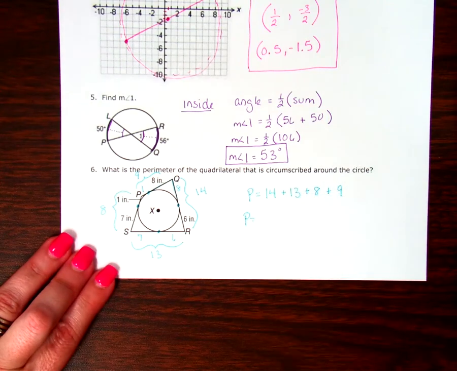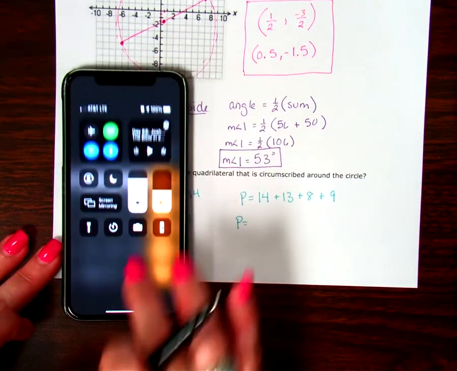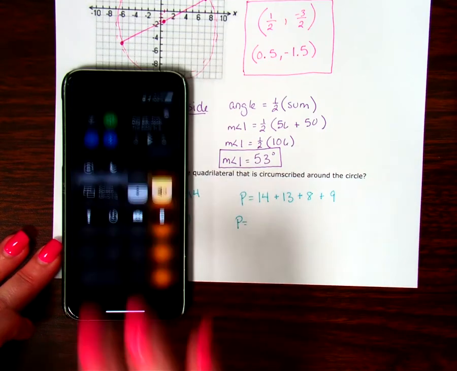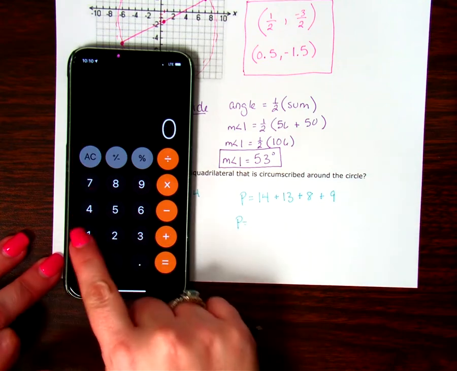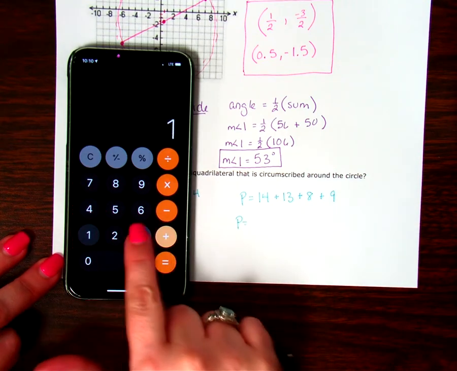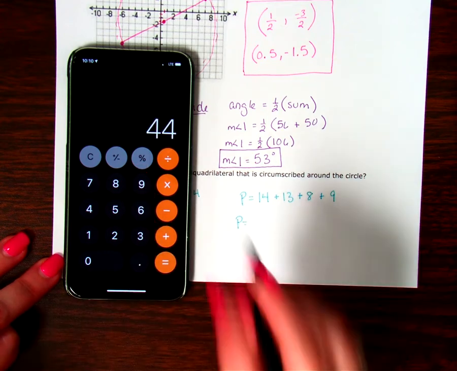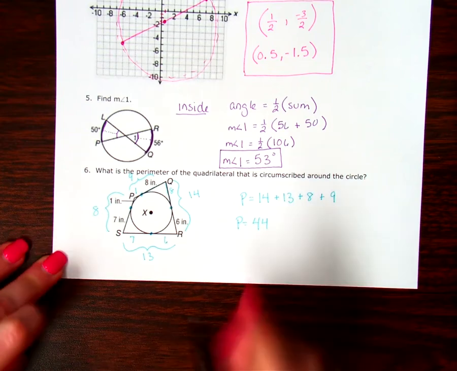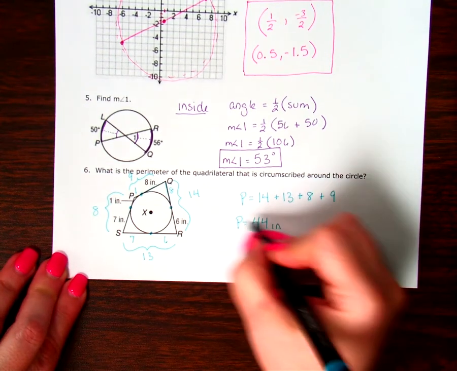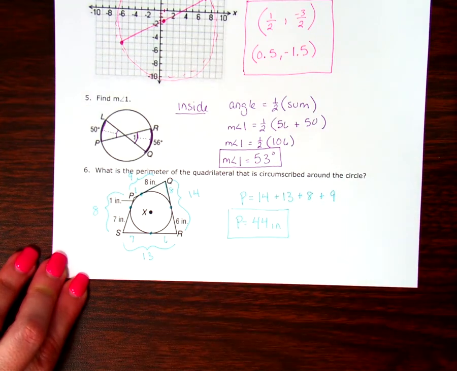My perimeter is, let me grab my calculator and make it a little more dim because sometimes that affects things, makes it harder to see. All right, so 14 plus 13 plus 8 plus 9 is 44. And do I have units? Yes, I do. They are inches. 44 inches for number 6.